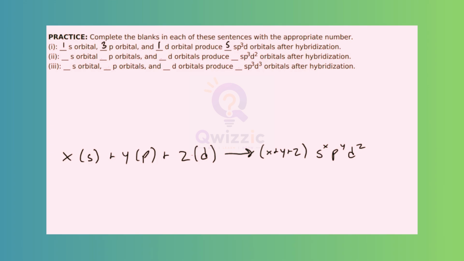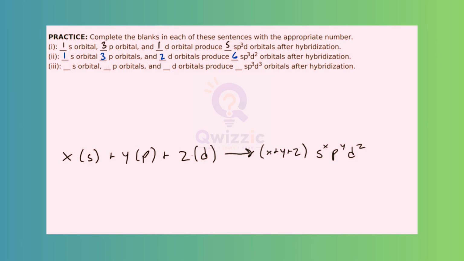And now we can focus on part 2. Part 2 features sp3d2 orbitals after hybridization. So we have 1 s orbital, 3 p orbitals, and this time we have 2 d orbitals. So your total number of hybrids is going to be equal to 1 plus 3 plus 2, so that's going to be 6 sp3d2 orbitals after hybridization.